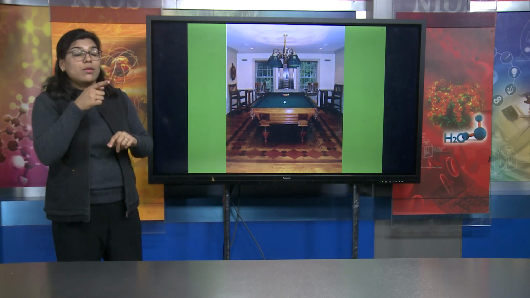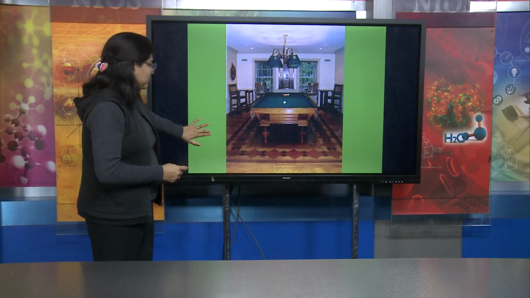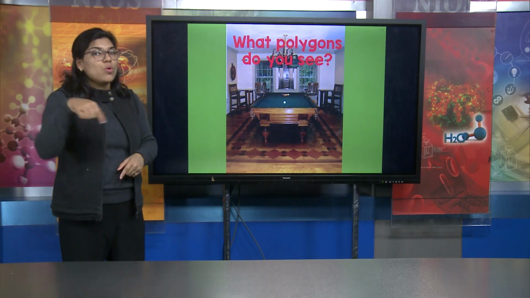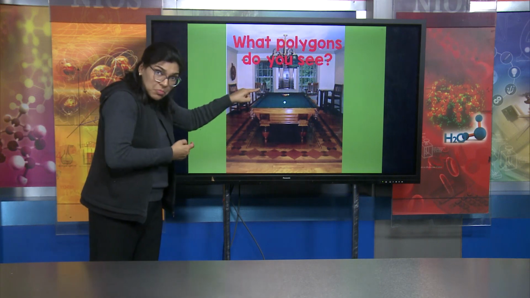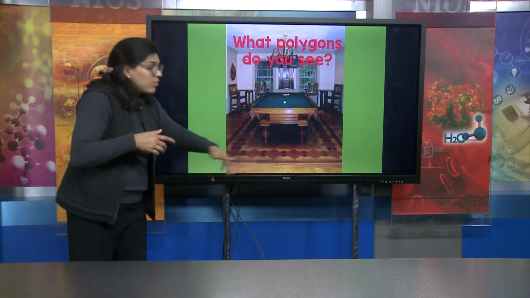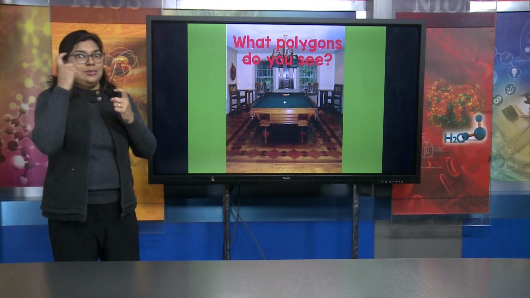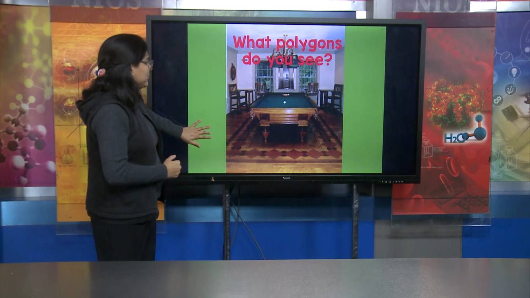Now this is another image. You all have to see, can you find any image? Any polygon can you see? You have to search. Let us see. This line says, what polygons do you see? See, this is the table. Table has 4 sides and this flooring is colorful. It has different images. So how many polygons you find, you yourself have to think and find. Now let us move further.